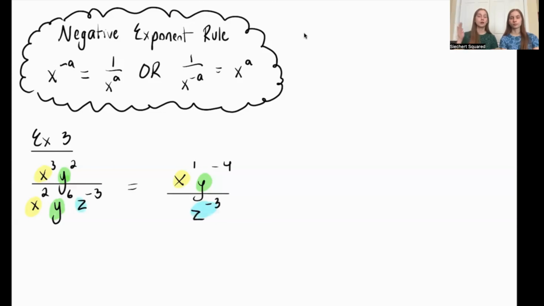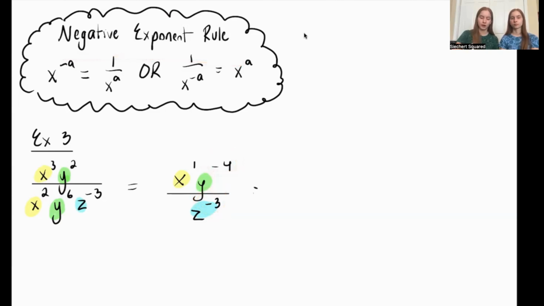So from here, we dealt with all of the quotient rule that we could. So we have one x term, one y term, and one z term. Exactly. But now the issue that we have left is to have a fully simplified answer, you don't want to have any negative exponents in there. So we want to take the y's and the z's, those have negative exponents. So those we're going to have to use our rule for.